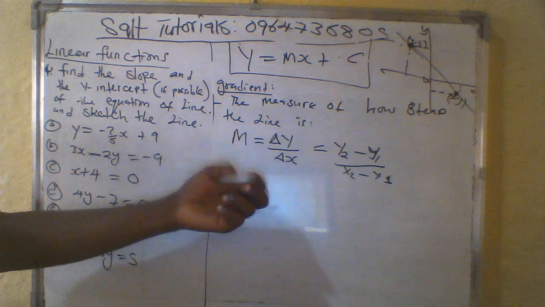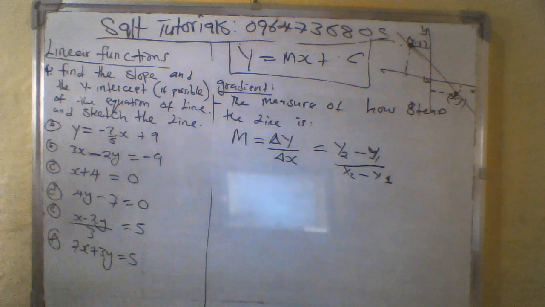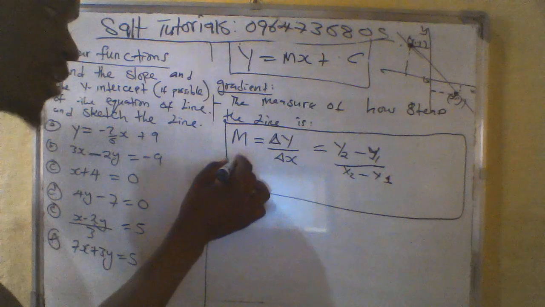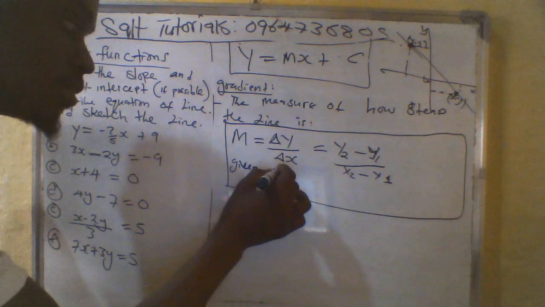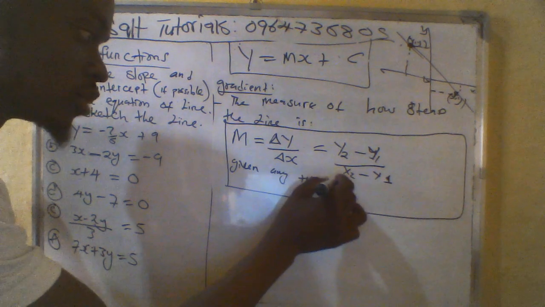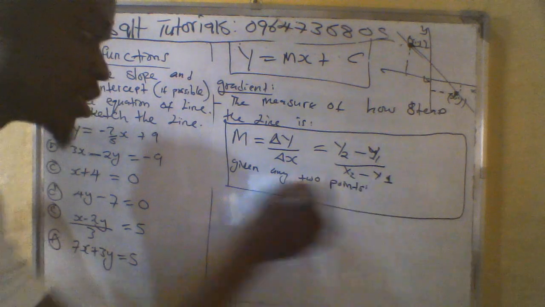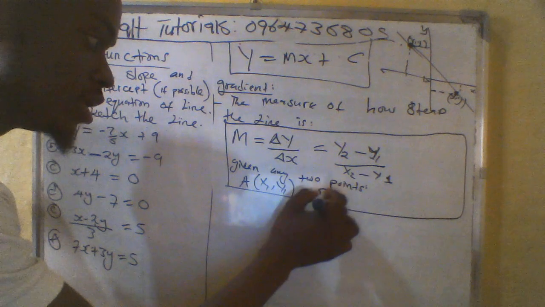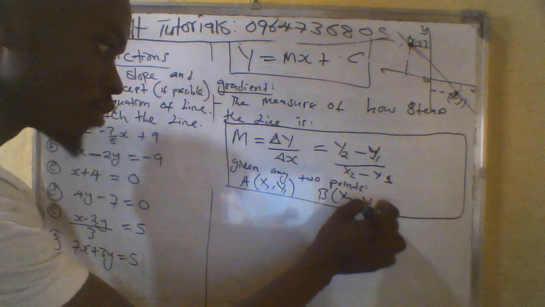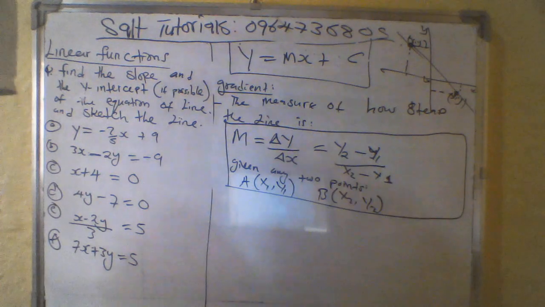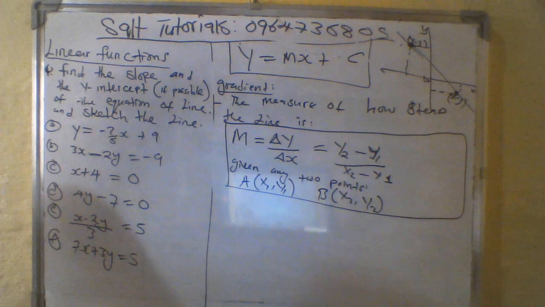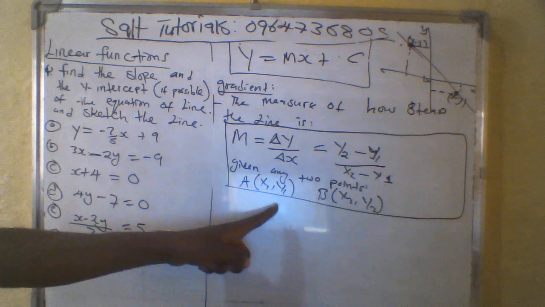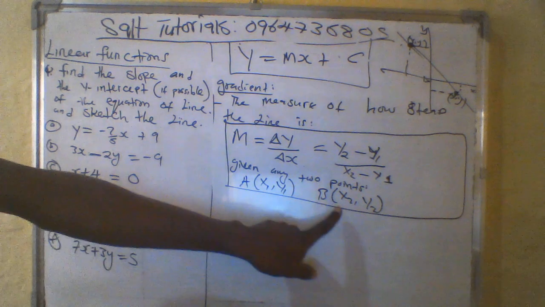So this formula can only work if you have 2 points. This is the understanding where we're talking about given any 2 points. The 2 points can be point A in the form x1, y1 and point B in the form x2, y2. So if I have those 2 points, I'm able to measure my gradient.